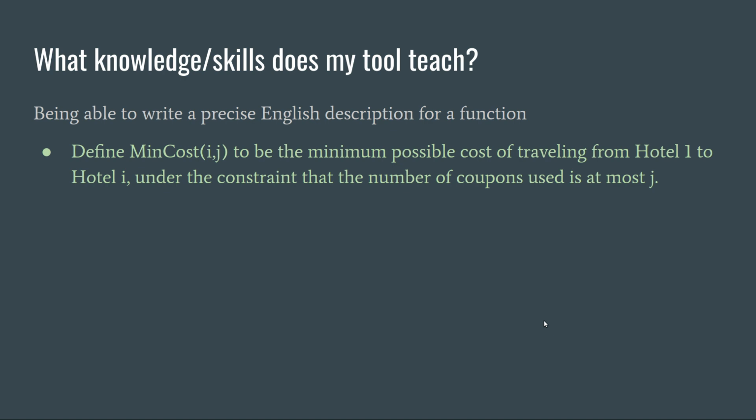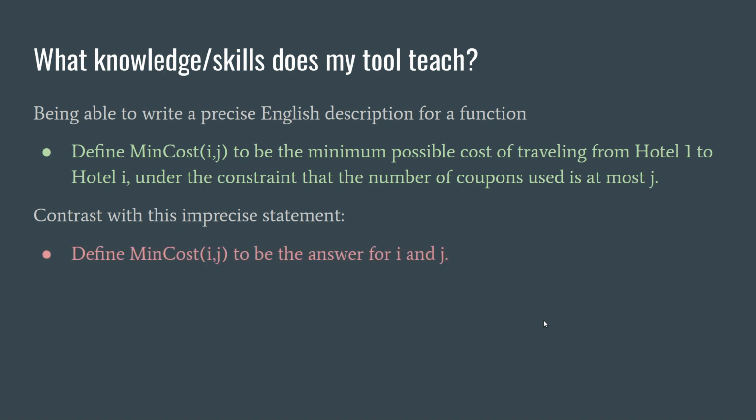So that's the skill that my tool is trying to teach: being able to write a precise English description such as this one. And students often struggle with this when they start. They might write something like, define min cost ij to be the answer for i and j, which is obviously not sufficient for including in an algorithm description.